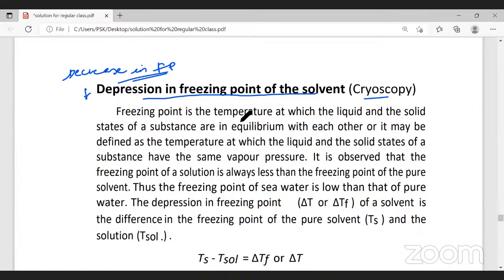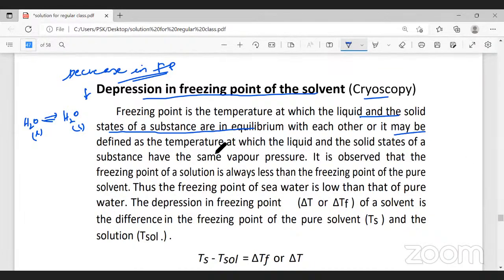Now, freezing point is the temperature at which liquid and solid states of a substance are in equilibrium. We take water. Water is in liquid state. Water is in solid state. This equilibrium state is called the freezing point. The temperature at which the water in liquid state and the water in solid state are in equilibrium with each other is called the freezing point.